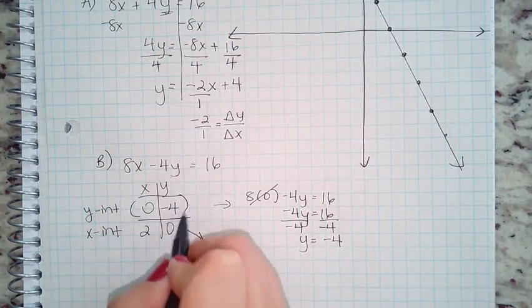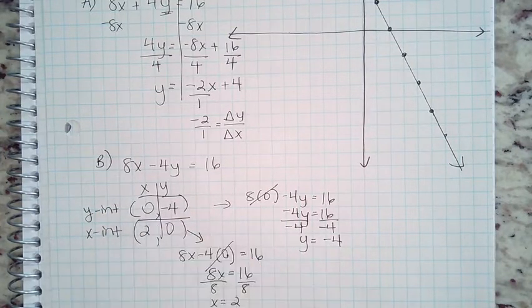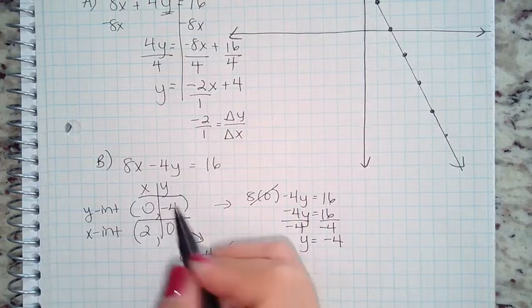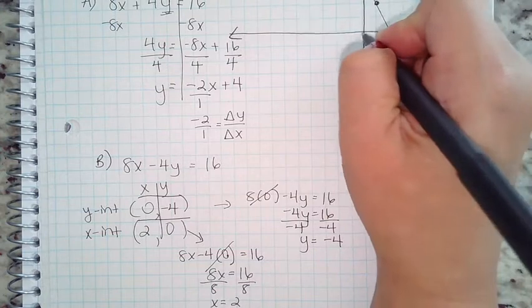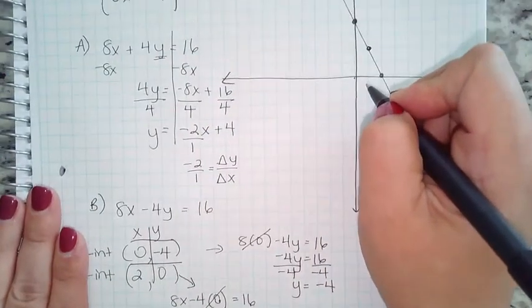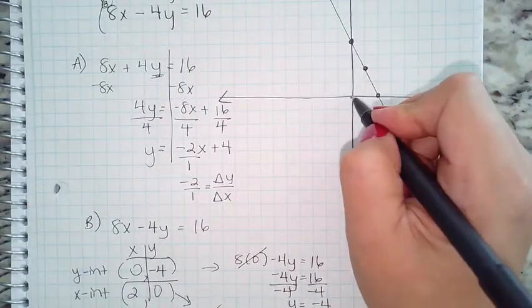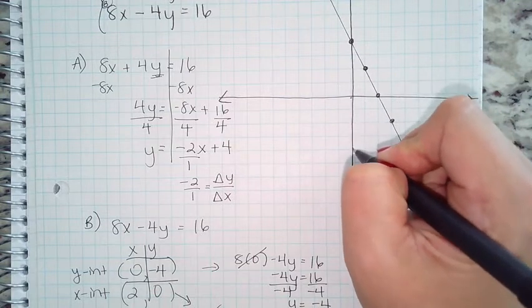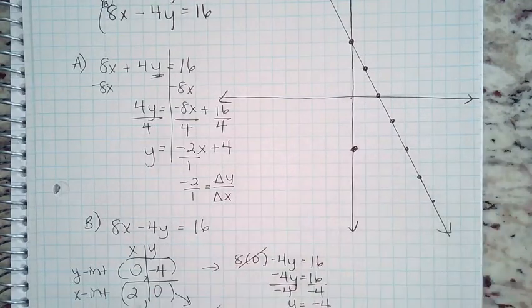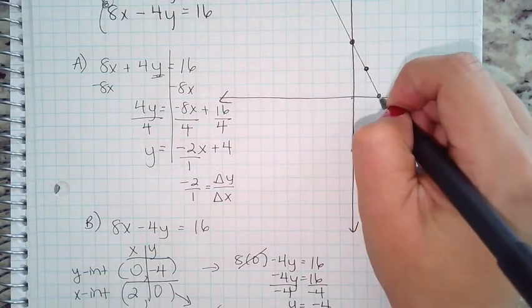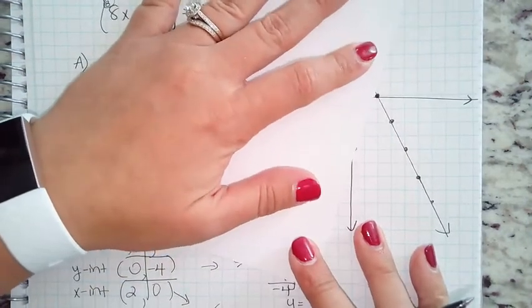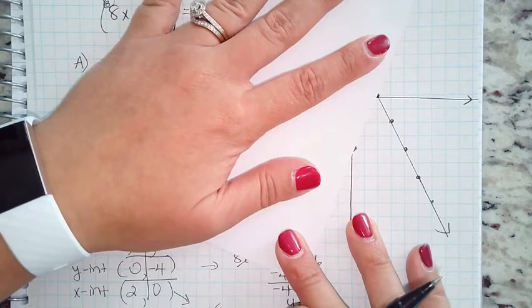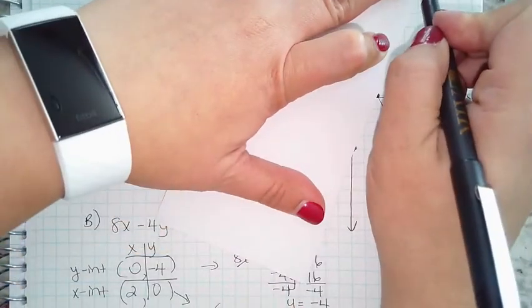Then what I'm left with is 2 points. Remember, these are my x values and these are my y's. So I'm going to go over 0, down 4. Oops, let me go back up. Over 0, down 4. 1, 2, 3, 4. And then I'm going to go over 2, up 0. And then I'm going to connect those 2 points. I'm going to extend it.